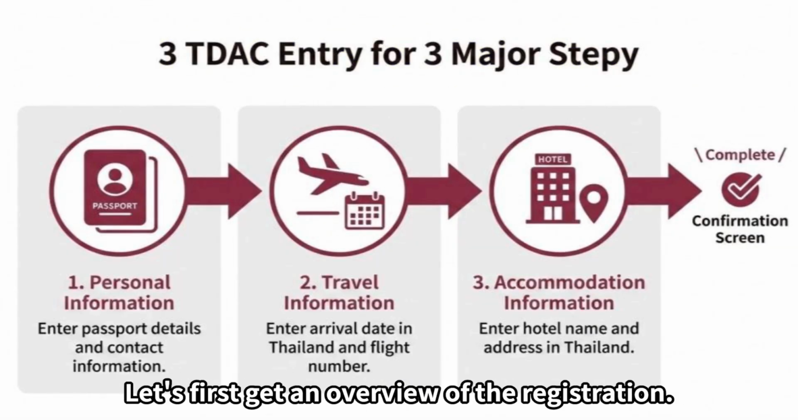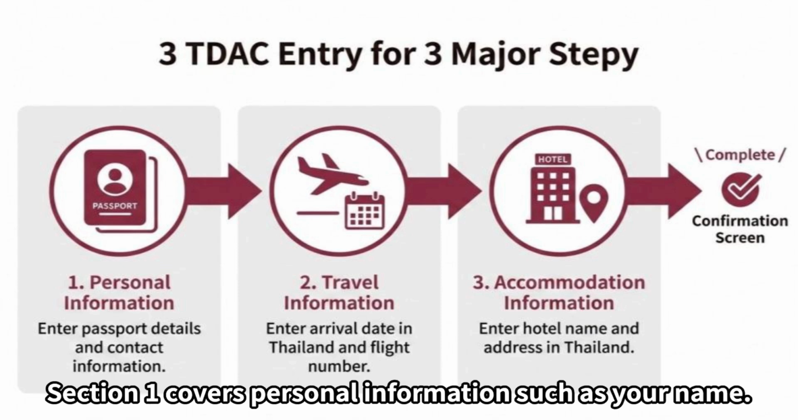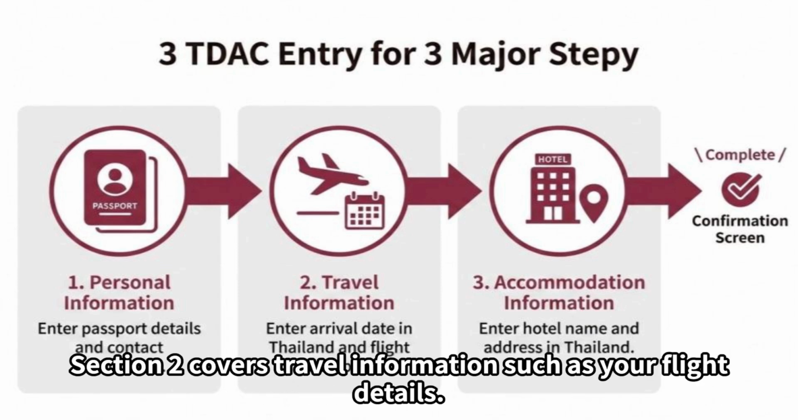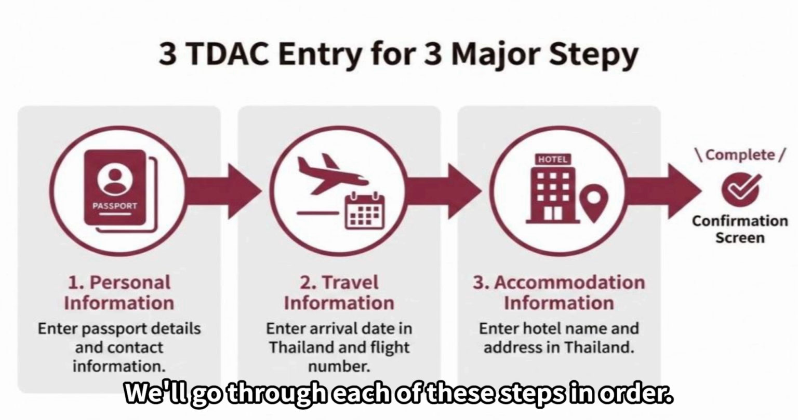Let's first get an overview of the registration. The form is divided into 3 sections. Section 1 covers personal information, such as your name. Section 2 covers travel information, such as your flight details. Section 3 covers accommodation information, such as your hotel. We'll go through each of these steps in order.